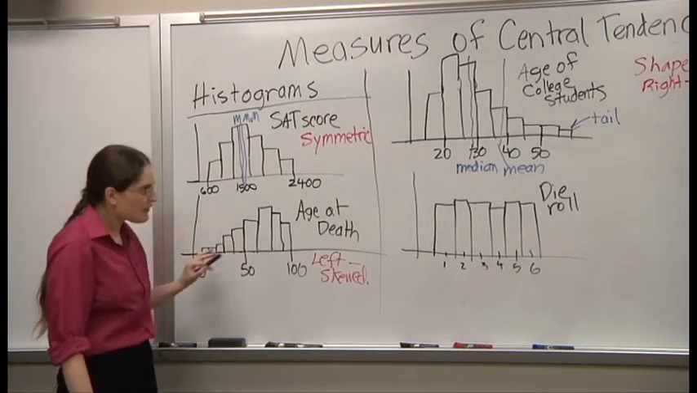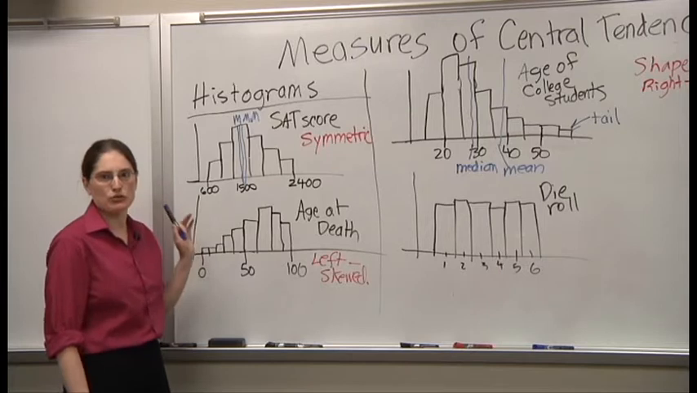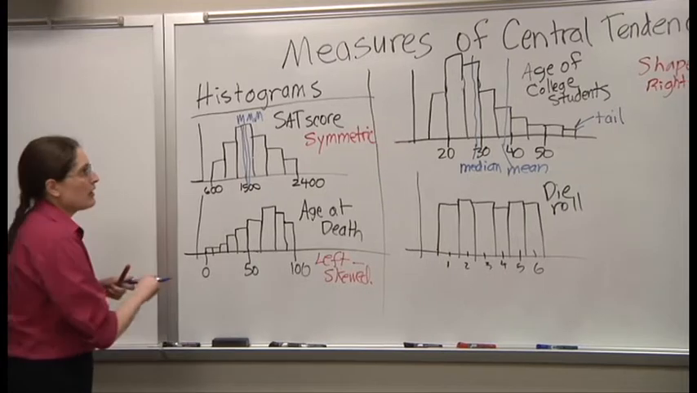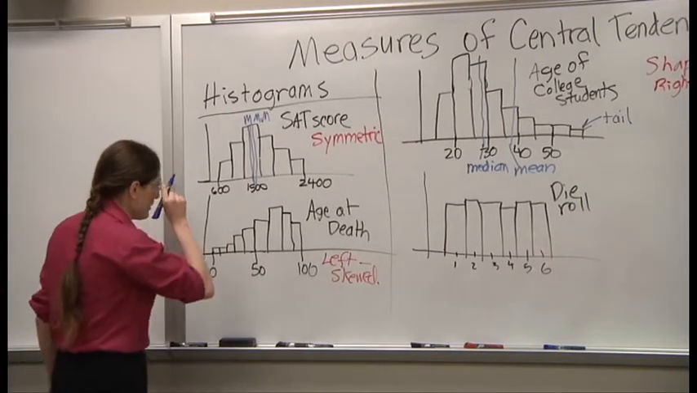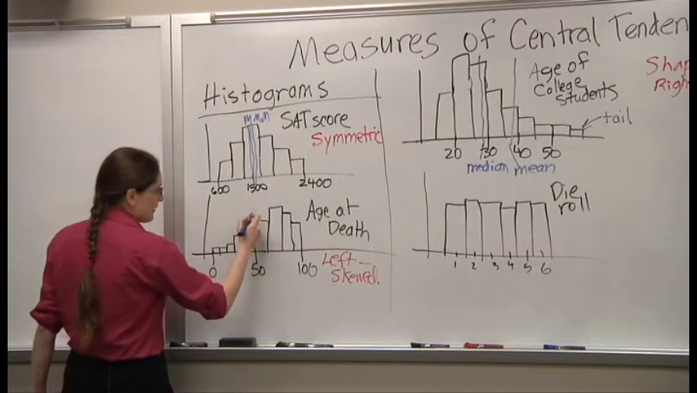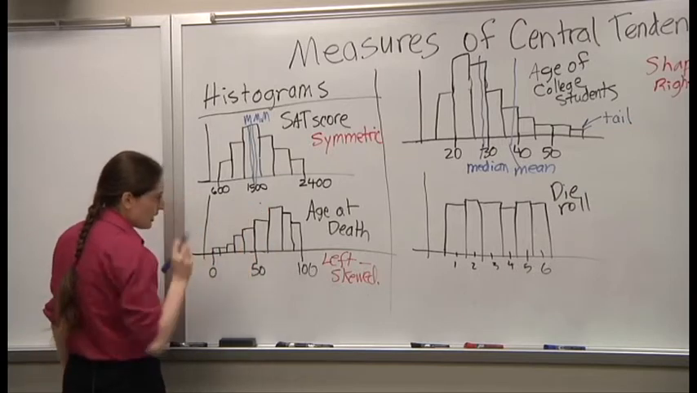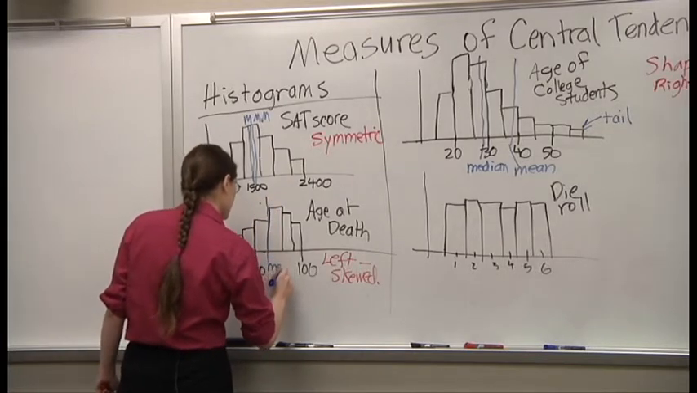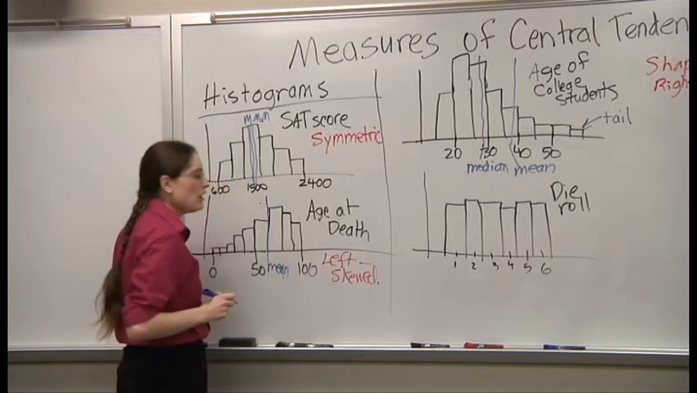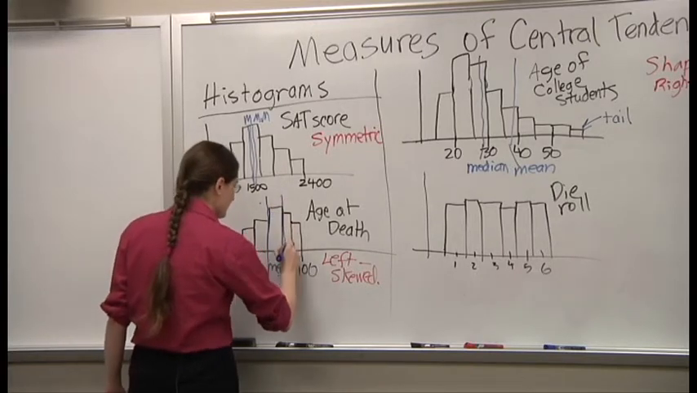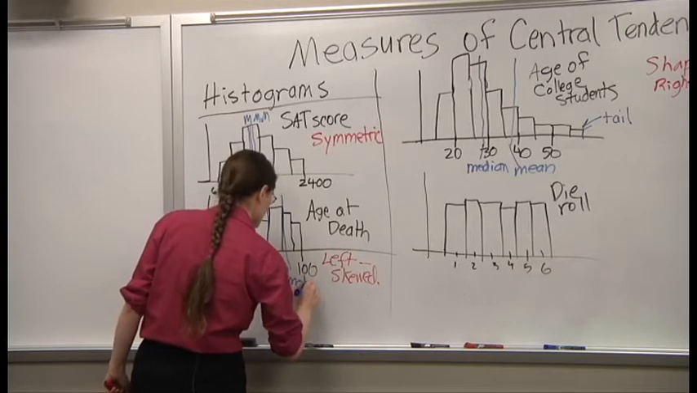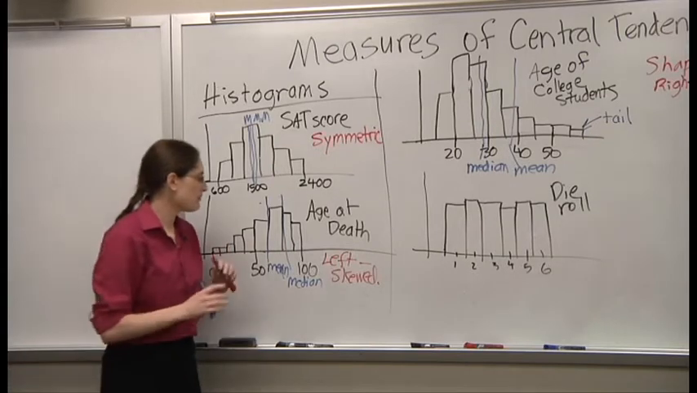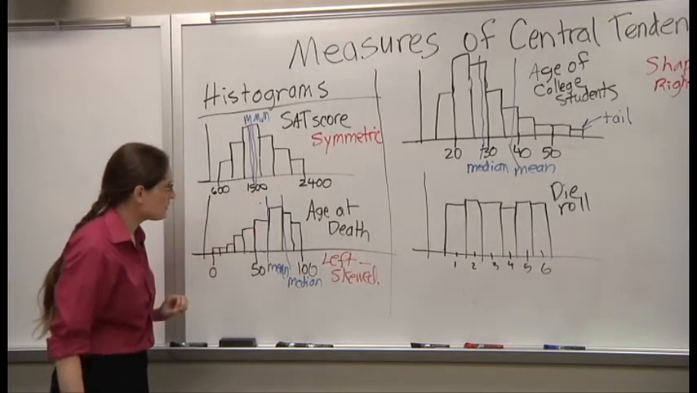I do not want to ever live in a country where age at death is right skewed. No, no, no, no, no. That would be bad. So the mean, also known as the life expectancy, will be to the left of the median, because it is left skewed.